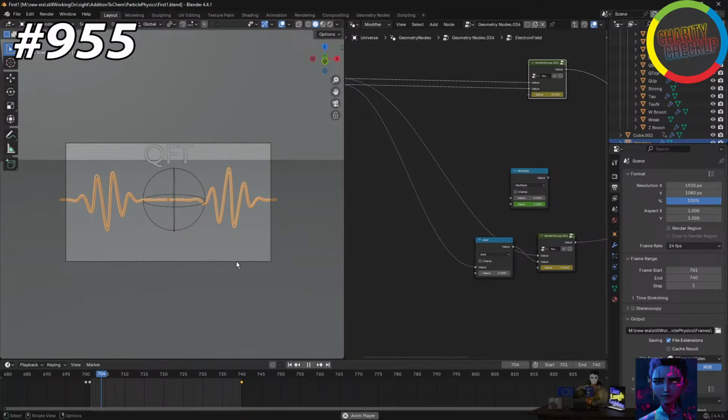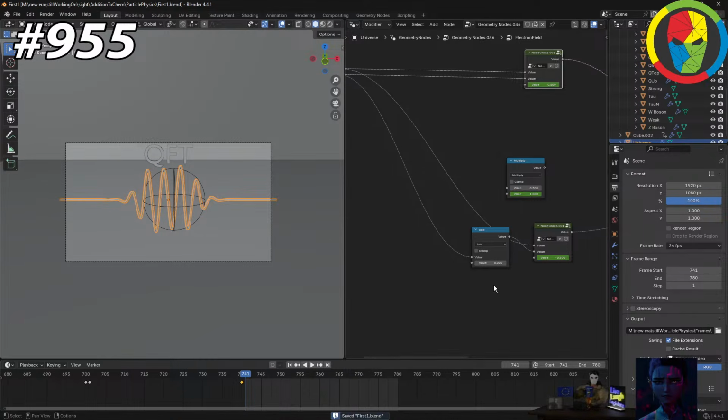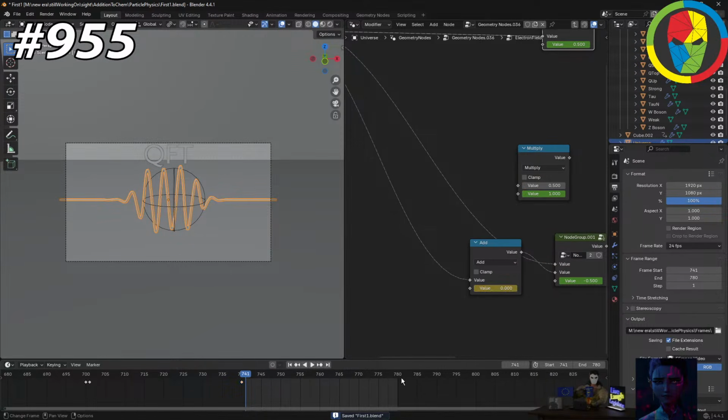Oh, by the way, I should have been rendering this. Why was I not rendering? Why am I wasting time? Okay. Right here, what we need is we need to offset the phase 0.5.